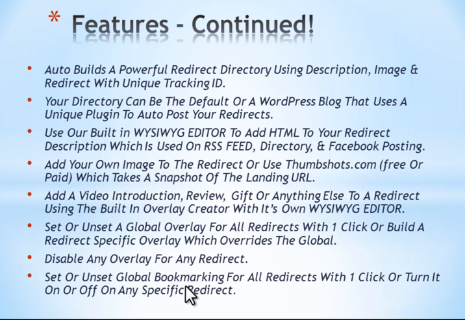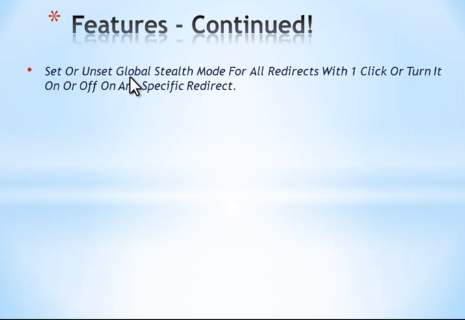You can set or unset our global bookmarking, so you can have the social bookmarking bar showing on every redirect if you prefer, and it's all with one click. We have global stealth mode. If you're not sure what stealth mode is, it's basically your redirect is the URL in the address bar, but the page that is seen on the landing page is the actual product page of what you're promoting. Okay, so it basically hides where they actually are. I'll show an example of that in the other tutorial.